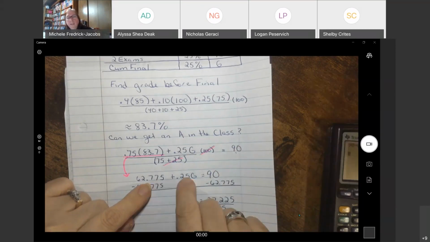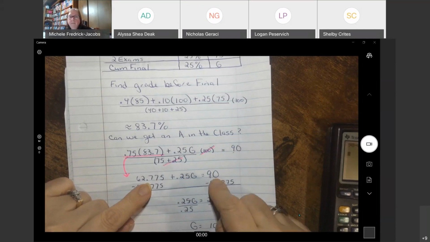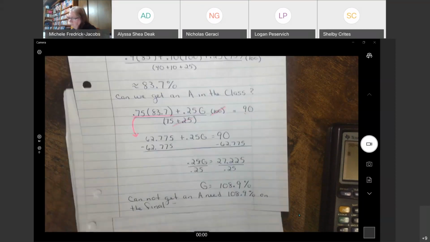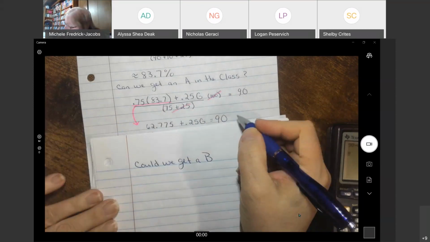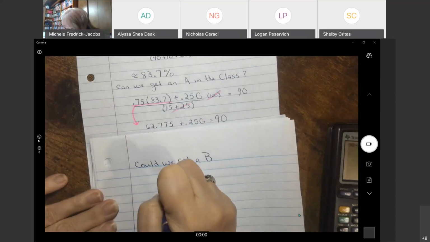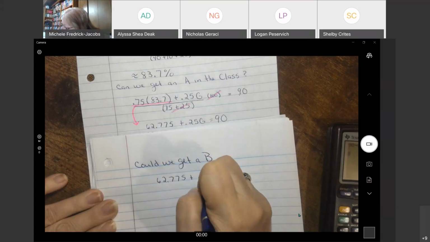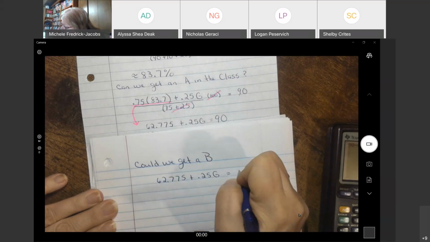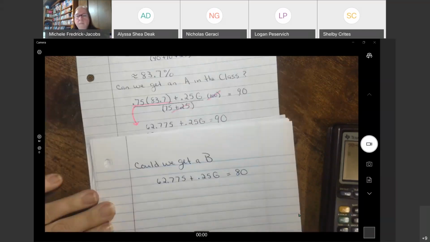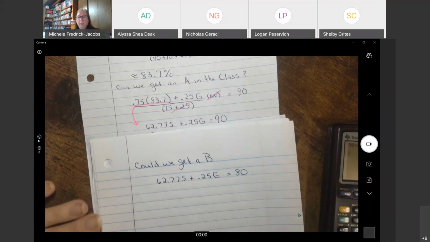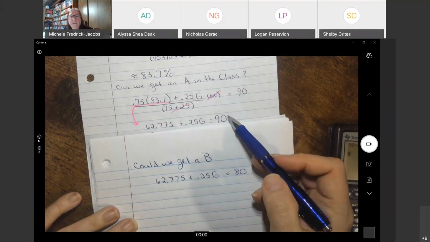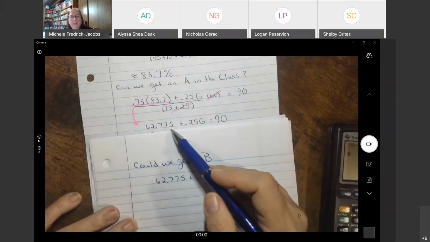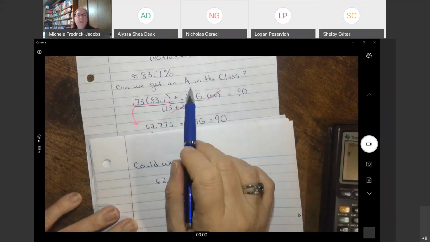You could start with this equation and put your 80 in, because to get a B, you need an 80. We're going to go to here and put in our 80. Any questions on that? I didn't go all the way back to the beginning because I hadn't touched this yet. So I could start here, because this part did not change.